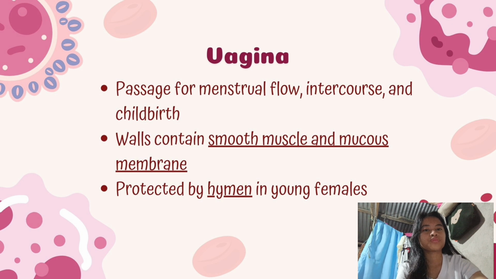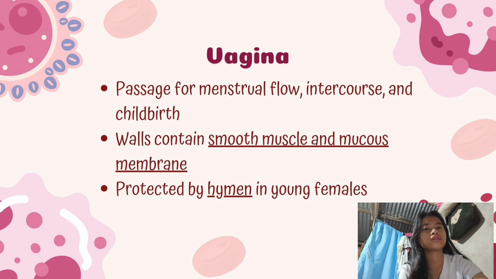So the next is the vagina. It is a muscular tube-like passage in the female reproductive system, and it serves several important functions, like passage for menstrual flow. During menstruation, the blood and tissue from the uterus exit the body through the vagina, which makes the vagina the pathway for menstrual flow.